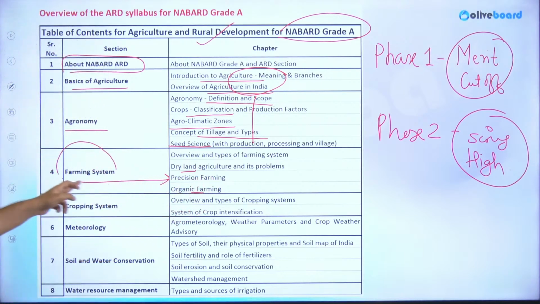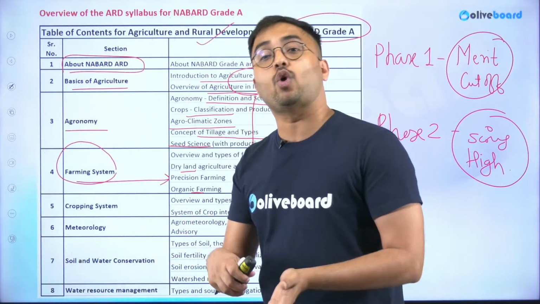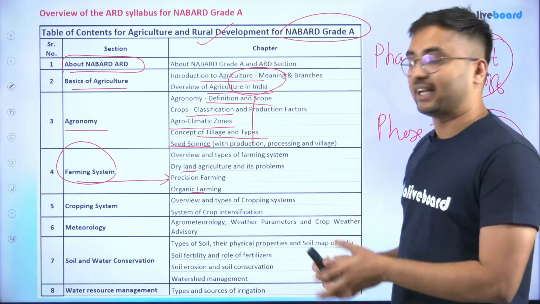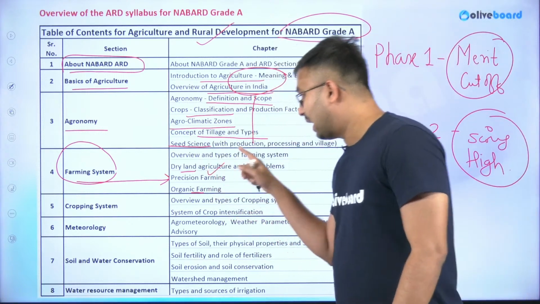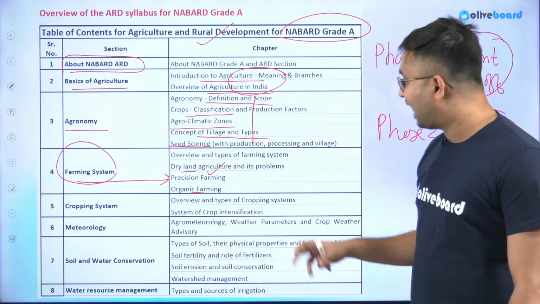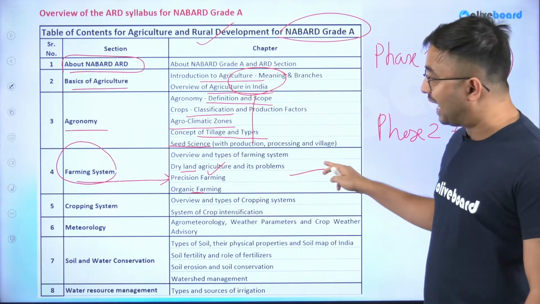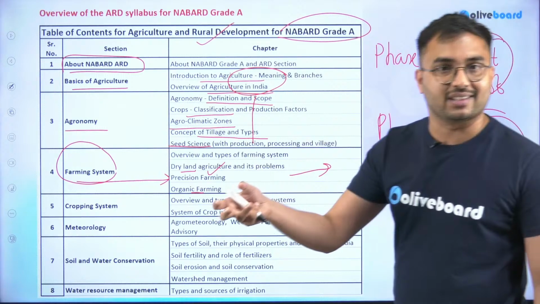So our third chapter, farming systems, will tell us more about how agriculture is based on different occupational paradigms, such as first, what is dryland agriculture, what are different ways of doing farming, what are different ways of doing agriculture, what are the new branches which are coming in the farming system.